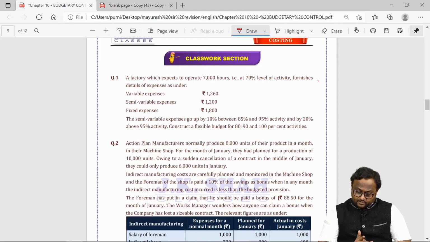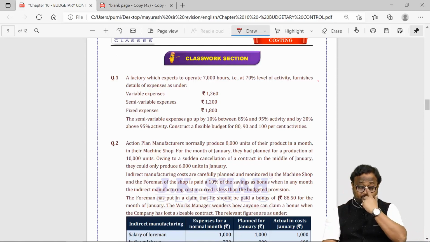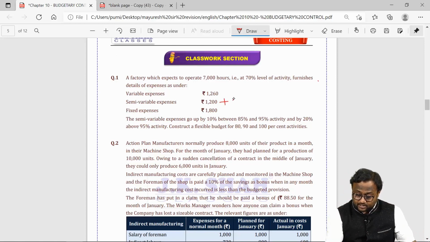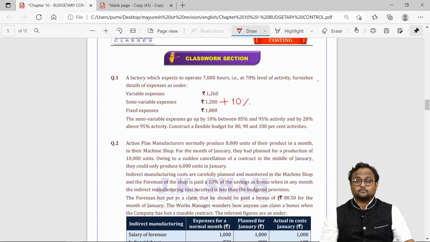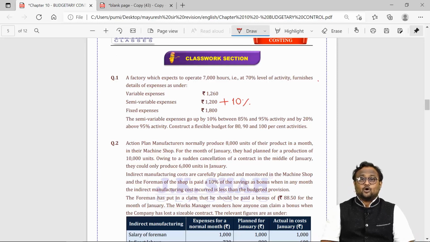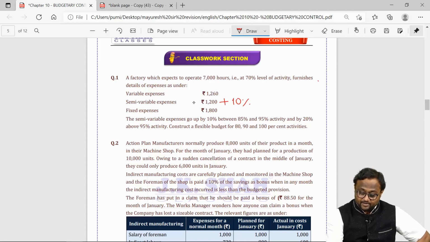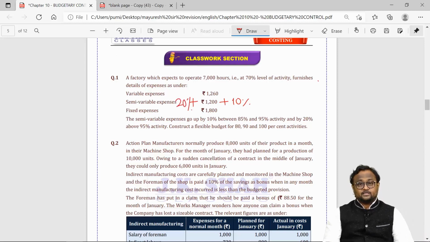Then you have some information about semi-variable. It will be 10% between 85 and 95. So between 8,500 hours and 9,500 hours, it will be plus 10%. Between 8,000 hours and 9,000 hours, this will go up by 10%, and above 95%, it will go up by 20%. Oh my God, is it?